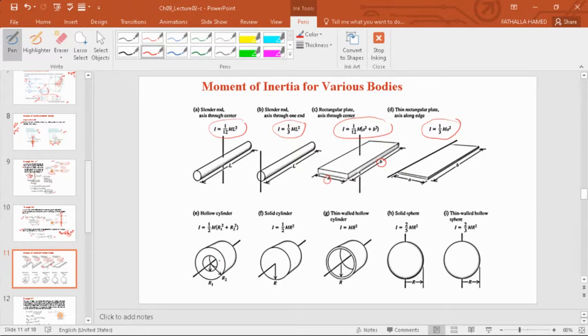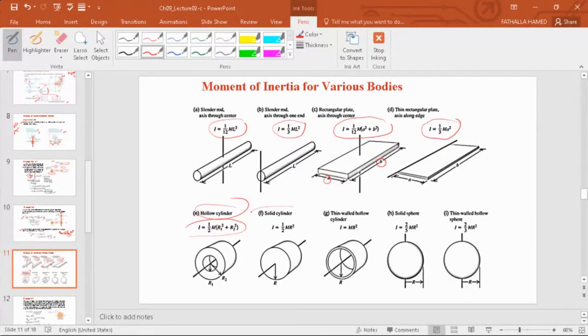Now, how about if you have a cylinder? And a cylinder, you can have a hollow cylinder. So you have an inner radius R1, outer radius R2. In this case, your moment of inertia around an axis that goes through the center of the cylinder is 1/2 m(R1 squared plus R2 squared).